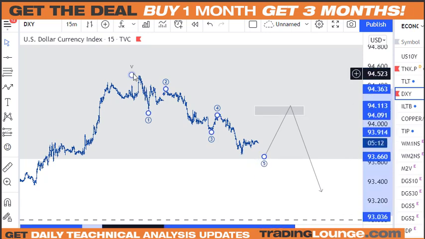But if that's 5 waves, we should have a correction back to the box here, roughly back to 94 somewhere, and then another 5 waves down. So that means that we're going to see all the crosses, the pairs, because of this move here, we're going to see them be positive to the upside. Yeah, so we've got something to build off here.